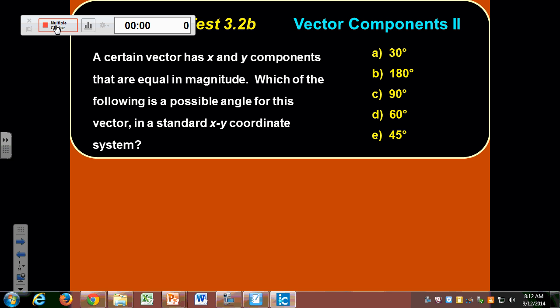Okay, a certain vector has x and y components that are equal in magnitude. Which of the following is a possible angle for this vector?